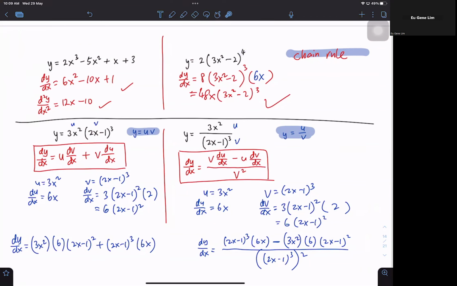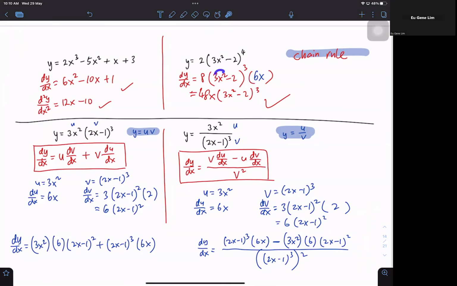So chain rule is like this: power times in front, power minus 1. Similar. 4 times 2, 8. 4 minus 1 is 3. Power times in front and then power minus 1. But then you add one more bracket at the back. You go and differentiate the inside. You look at the inside.